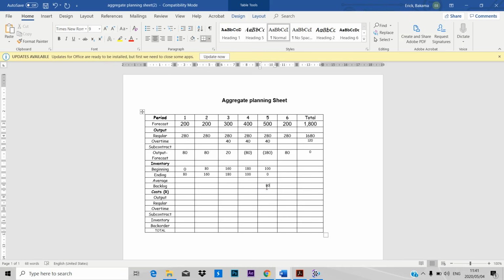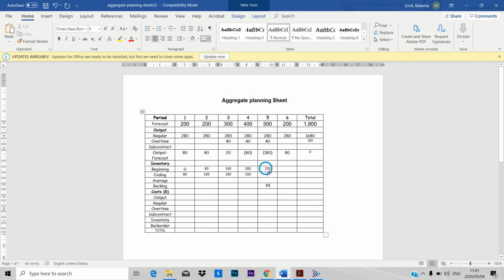Backlogs are always negative, but you don't put them between brackets. You just leave them as long as they fall under backlog. What does a backlog mean? It means we owe the customer 180 units, but we only have 100 in stock. So we give him the 100, we are left with 0, but we still owe him 80 units again. And that 80, we are putting it here.